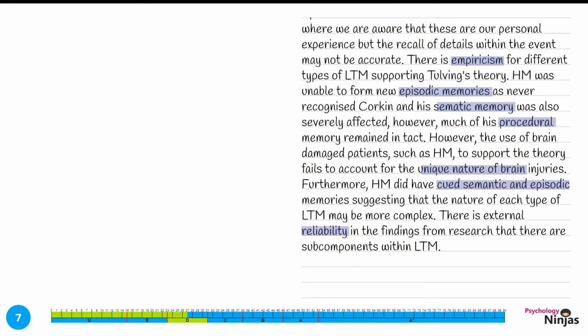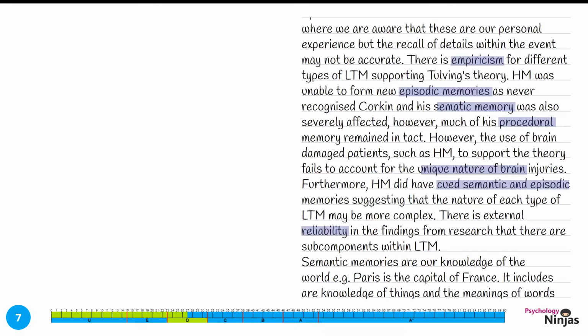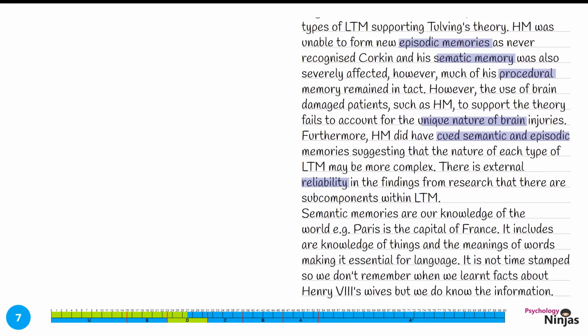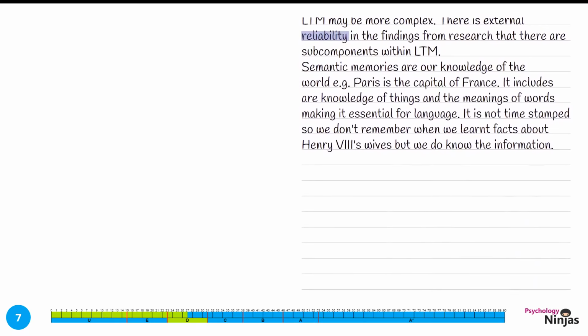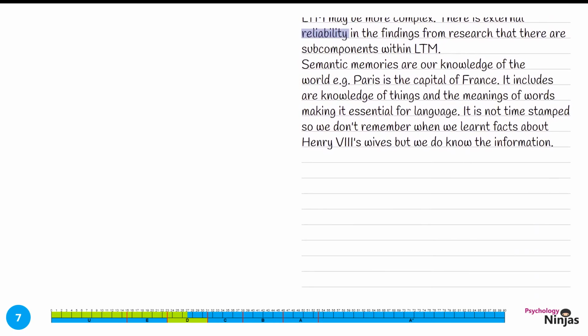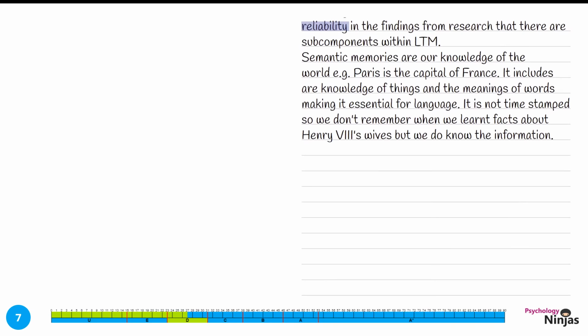We're going to move back into explanation now. Semantic memories are our knowledge of the world. For example, Paris is the capital of France. It includes our knowledge of things and the meaning of words, making it essential for language. It is not time-stamped, so we don't remember when we learnt facts about Henry VIII's wives, but we do know the information.